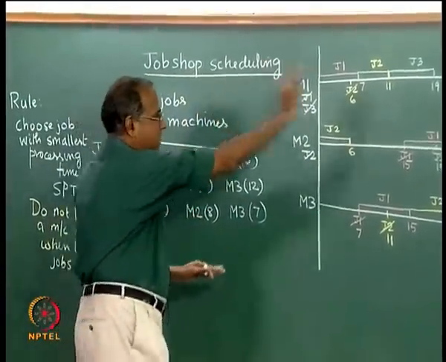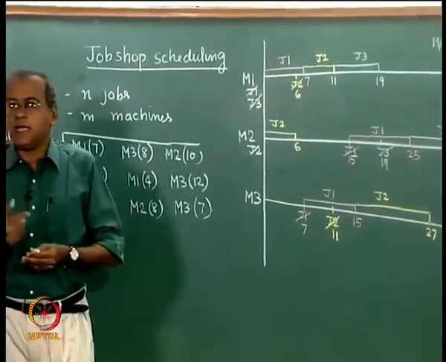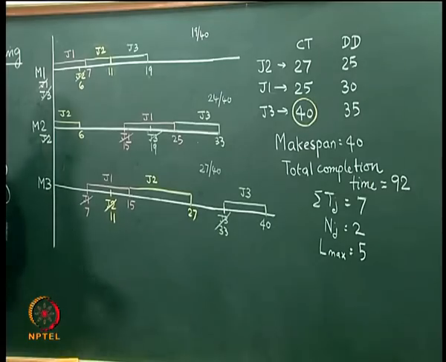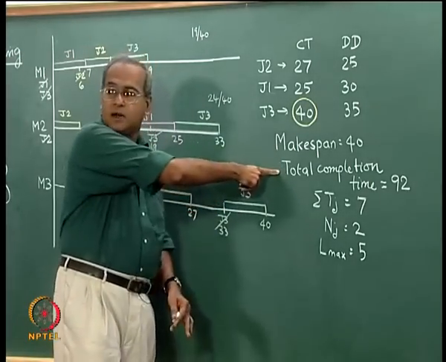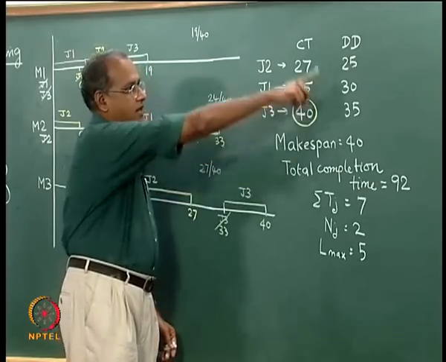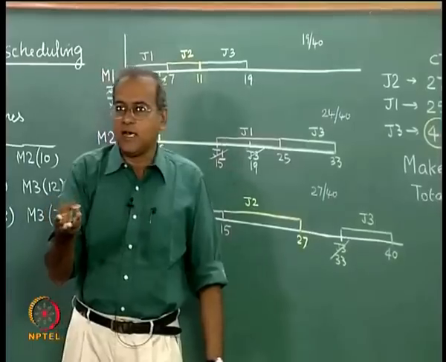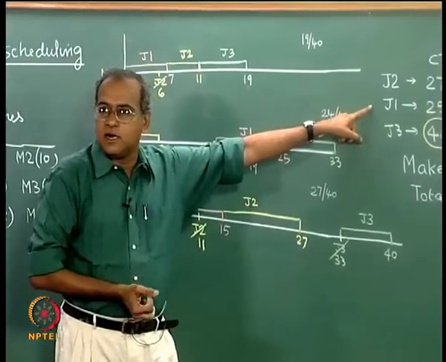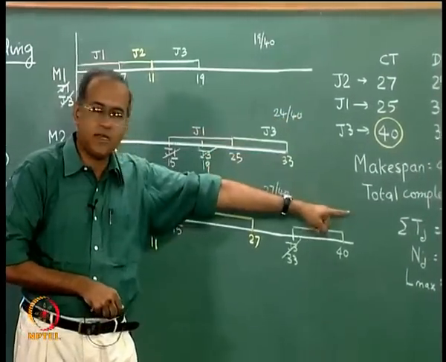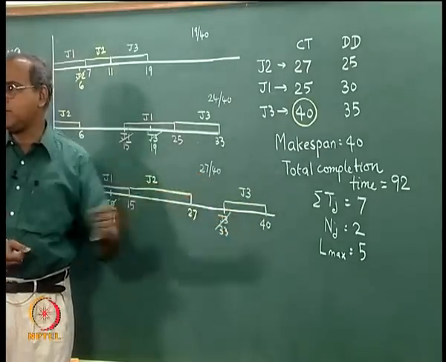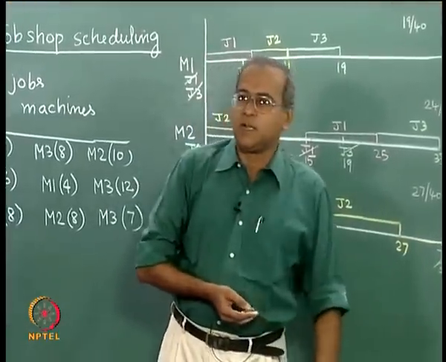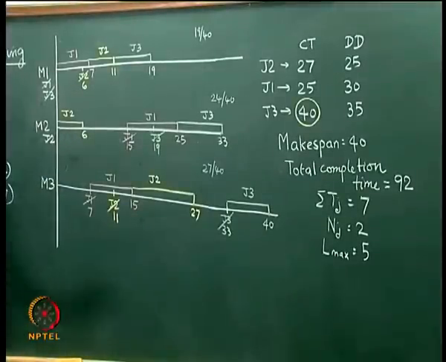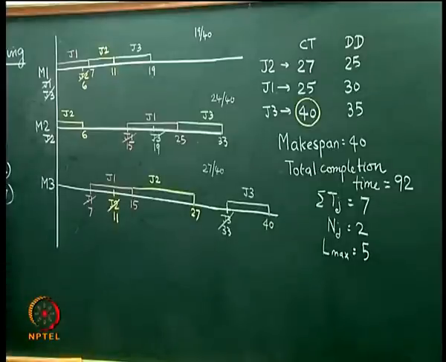So, the moment we get a chart like this, we will be able to evaluate all the objectives. The objectives that we have evaluated are make span, total completion time or mean completion time, and for assumed due dates the total tardiness. We can also look at total earliness, only this job is early, so earliness is 5, total tardiness is 7, number of tardy jobs 2, number of early jobs 1, maximum tardiness is 5, utilizations, idle times. So, all possible objectives we can evaluate once we draw this chart.